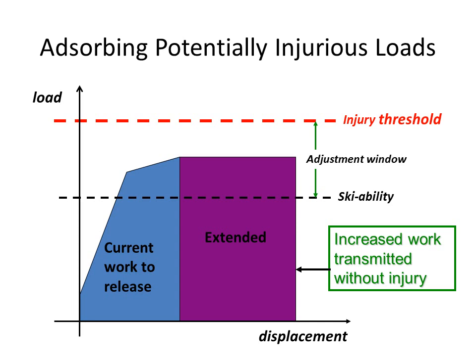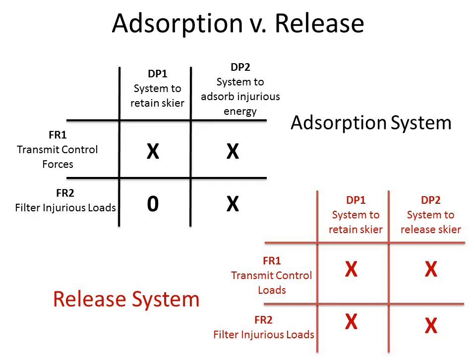A better solution would be to absorb potentially injurious loads by increasing the amount of displacement needed to release the skier from the ski. This would increase the amount of work to release without placing the retention force above the injury threshold. If you look at absorption systems and release systems using the principles of axiomatic design, we can see that absorption systems are more controllable and adjustable than release systems. In a release system, the system to release the skier and the system to retain the skier are not independently adjustable, and this leads to a fully coupled design. In an absorption system, the system to absorb injurious energy can be adjusted first, followed by the system to retain the skier. This allows for a controllable solution.